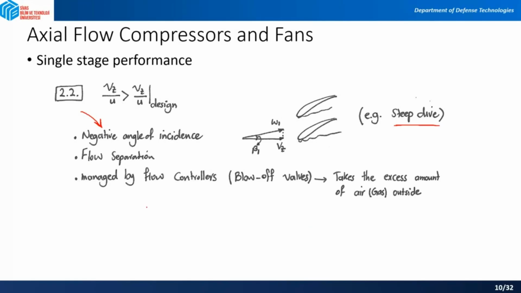How do we manage this one? We can manage this one by some controllers in the flow, like the blow-off valves. So the blow-off valves will take the excess amount of air outside. When you take the excess amount of air, it means that your Vz will be smaller. And when your Vz is smaller, then you will end up with a smaller W as well.